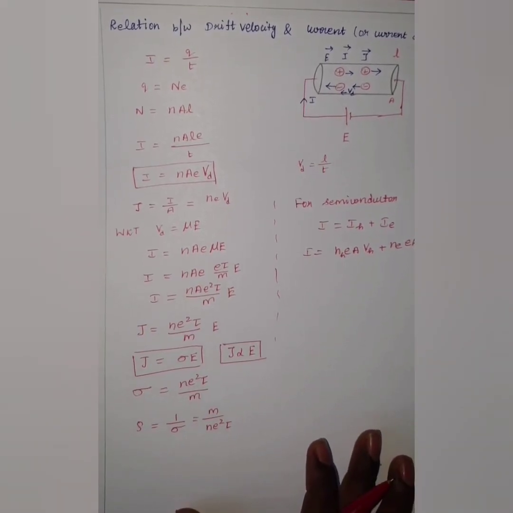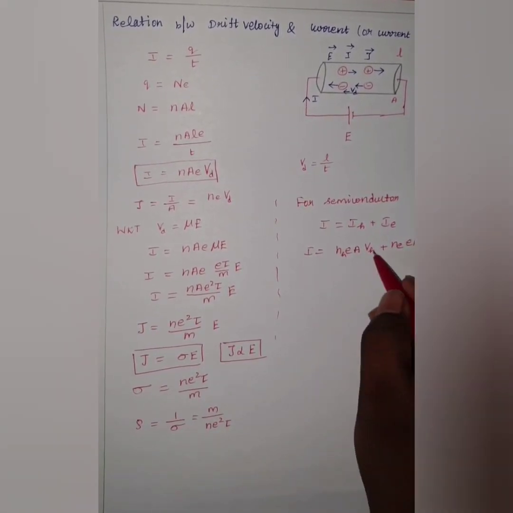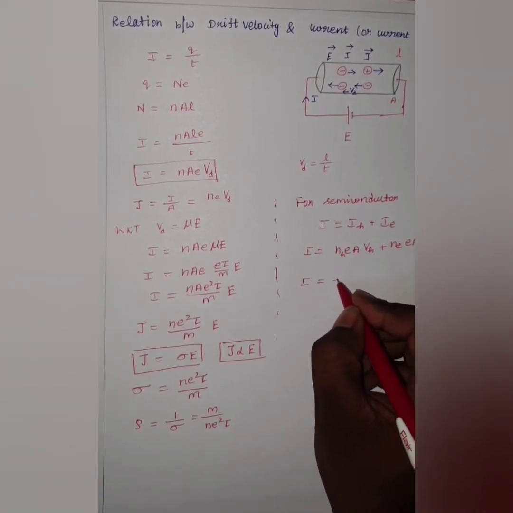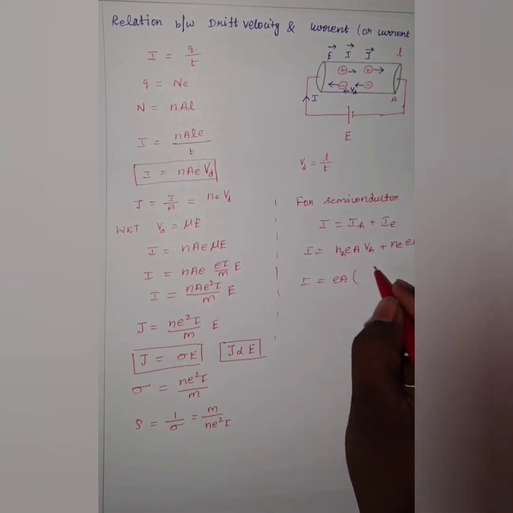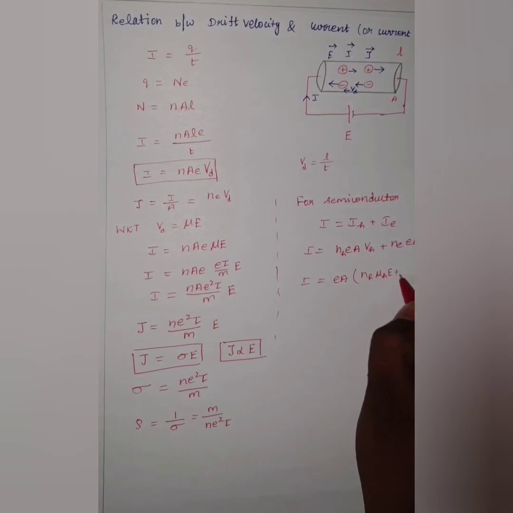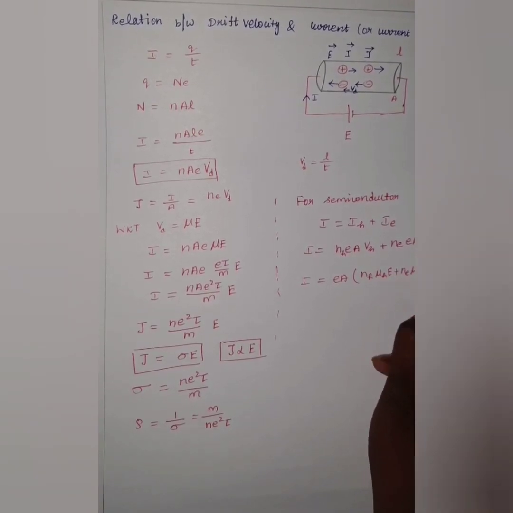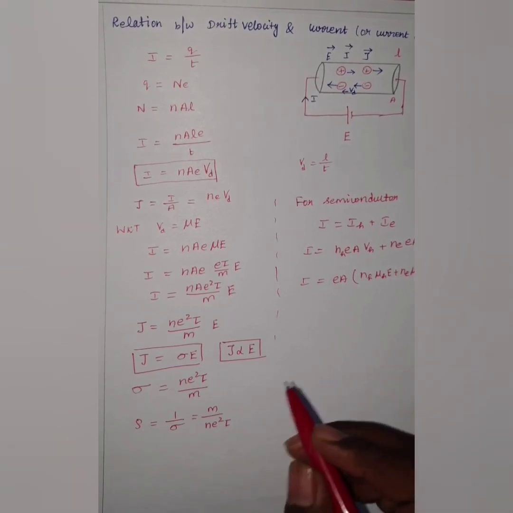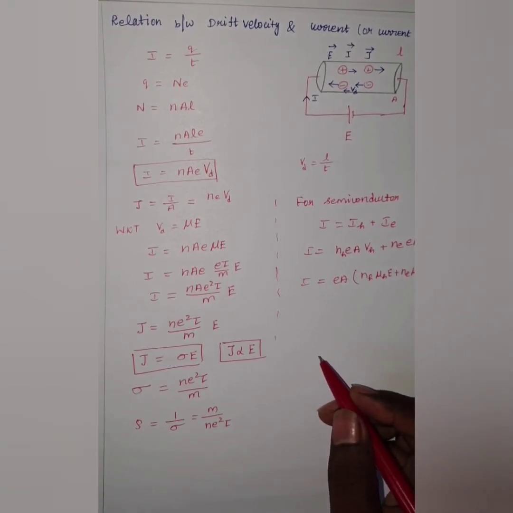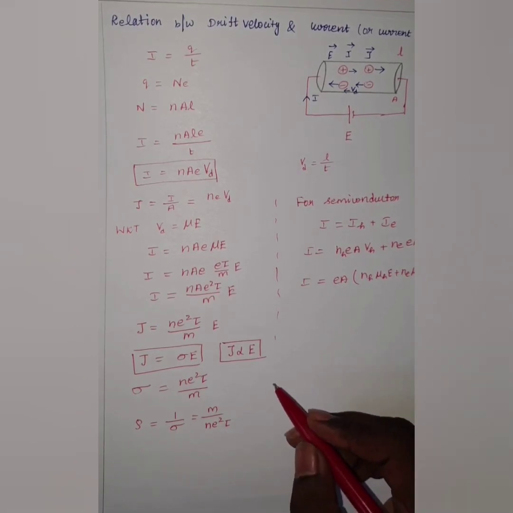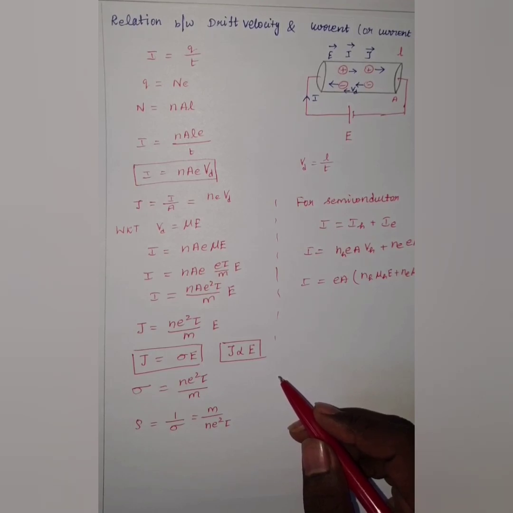This can also be written in terms of mobility. E and A are common, so I can take them out: I is equal to A e times (N_h mu_h E plus N_e mu_e E). This is a very important formula, giving the relationship between drift velocity and current or current density. If you go through this, you can answer one question compulsorily in the NEET and JEE exam. Thank you.